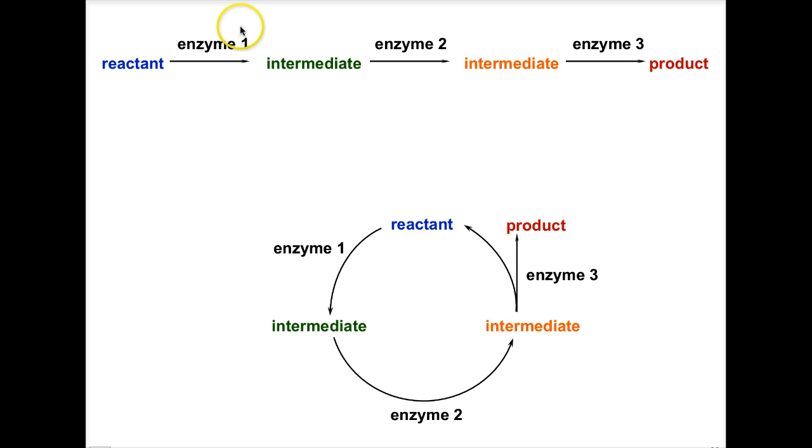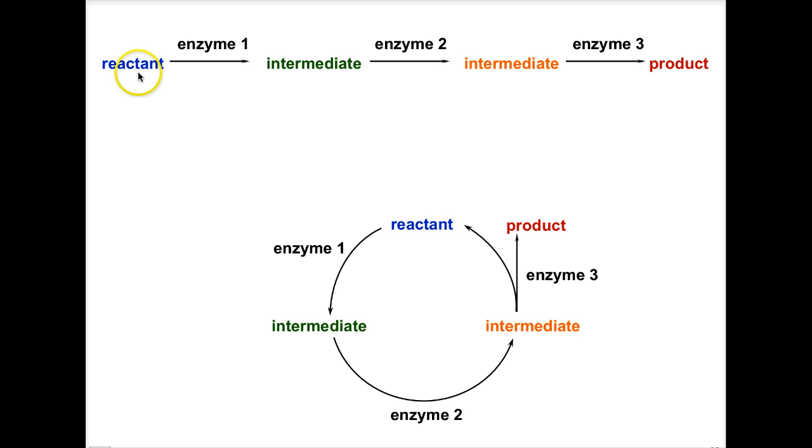Notice the enzyme is written above the arrow because it's not part of the reaction and it's reused after the reaction. The product from our first reaction becomes known as an intermediate when it becomes the reactants, in this case, of course, substrates because we're talking about an enzymatic reaction, for the next series of reactions.